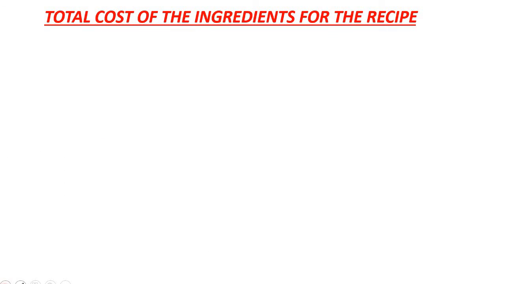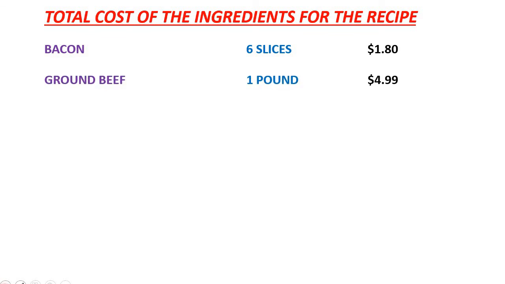So at this point, I just need to get a total, right? So I'm organizing. The bacon, we got the 6 slices. We figured out that that was $1.80 for those 6 slices. The ground beef, it was a pound. We got $4.99 for that pound. The dry breadcrumbs, we needed a cup. We determined that that was 48 cents for that 1 cup of breadcrumbs.